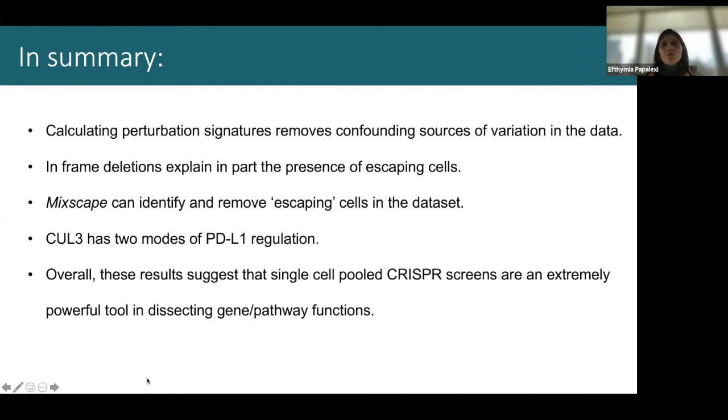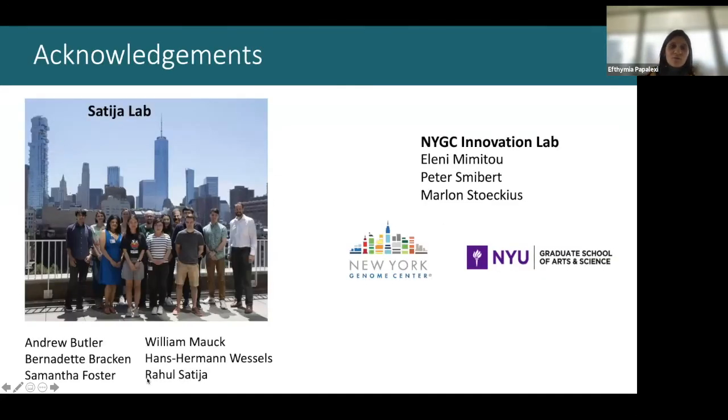And overall, I hope to have demonstrated that with single-cell pooled CRISPR screens, we are in a unique situation where we're not only connecting a single gene to the regulation of another gene, but rather a pathway to the regulation of a gene, which I think is extremely powerful. So with that, I'd like to thank all the Satija Lab members for helping me throughout this project, and also Innovation Lab members. And I'd like to thank you for your attention, and I'll take any questions.